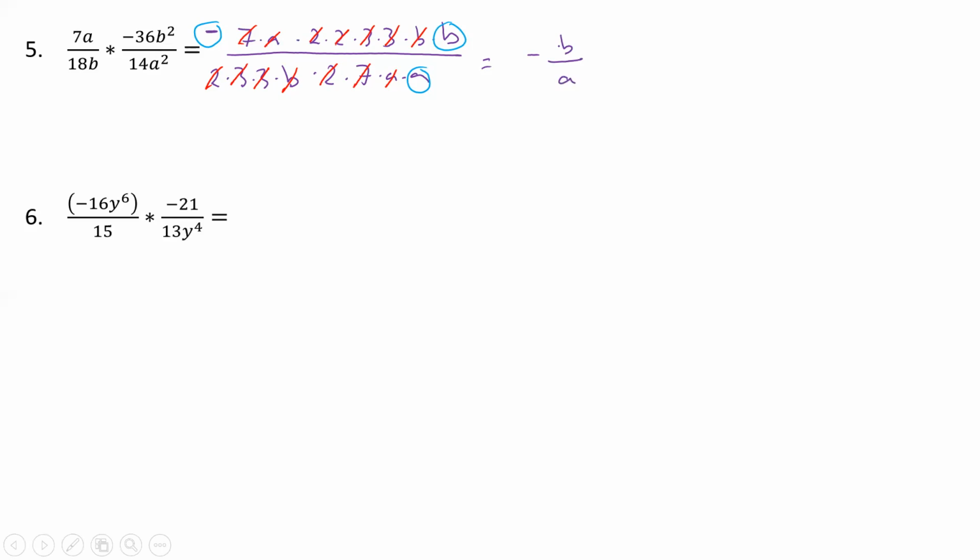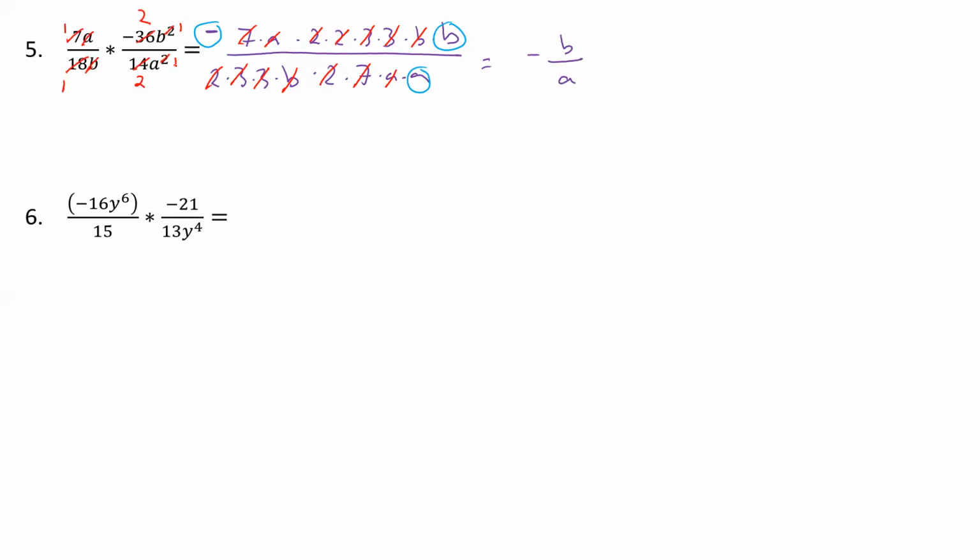Okay. Now, what about if we did the other way? Well, what we could do is we could start canceling there. And we can say, well, that 7 goes in here once. It goes in here twice. One of those a's cancels one of those a's. We have 1 left over. Now, 18 times 2 is 36. So one of those goes in here twice. And one of those b's cancels one of those b's.